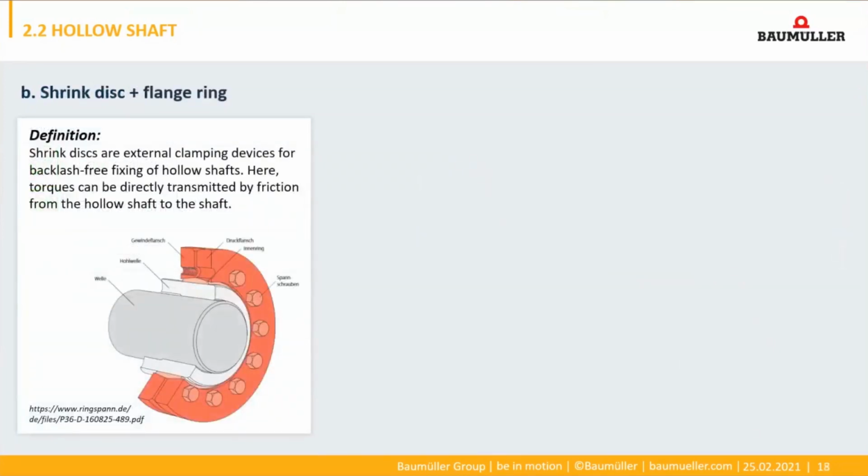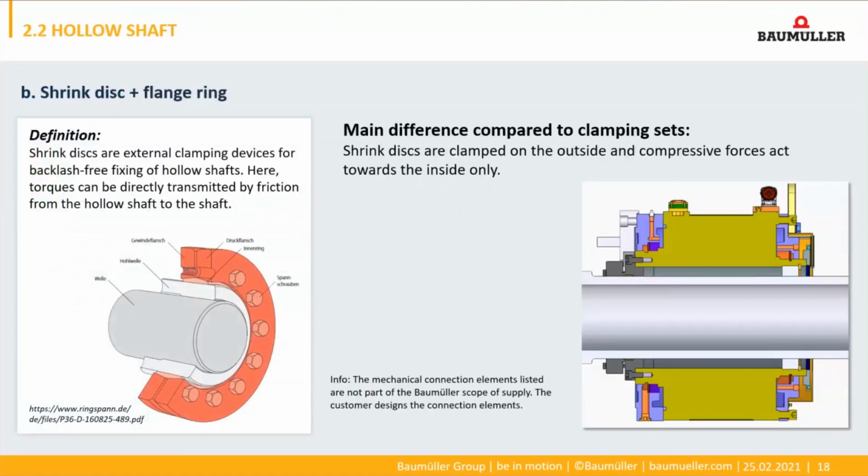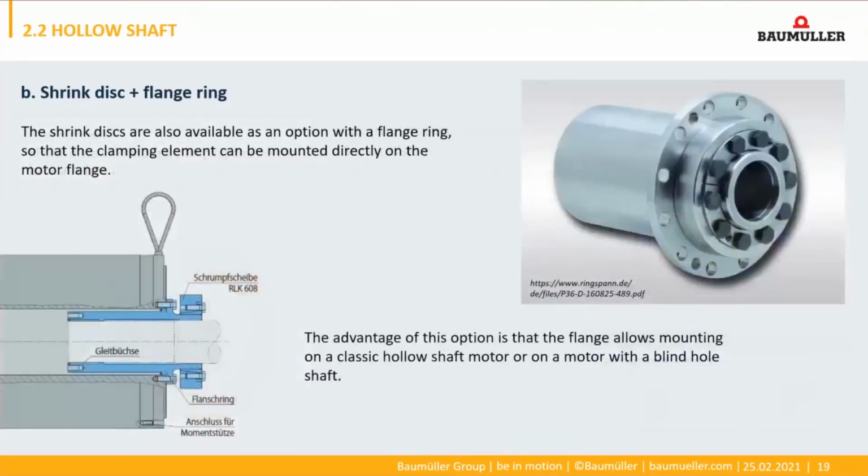Shrink discs are external clamping elements for backlash-free fixing of shafts. This brings us to the main difference from the clamping set. The shrink discs are outside of the motor, and the force acts only on the machine shaft. Here you can see how it is mounted outside of the motor. Here in this slide, we can see the flange ring of the shrink disc. The flange ring can be easily mounted to the motor shaft with these holes, and here is the hole for the machine shaft.